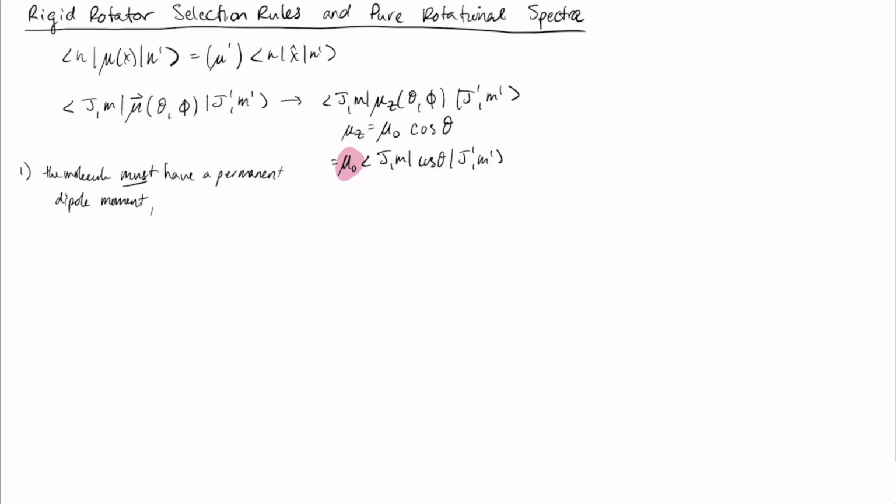Okay, so what this means is that molecules like HF or NO will absorb, but molecules like N2 or O2 will not have absorptions in the pure rotational spectrum. And the second part coming from the integral now instead of the scalar. So this tells us that delta J must be equal to plus or minus 1.